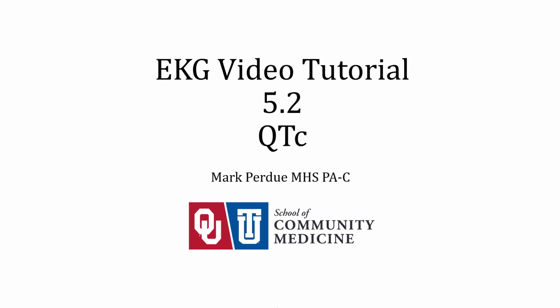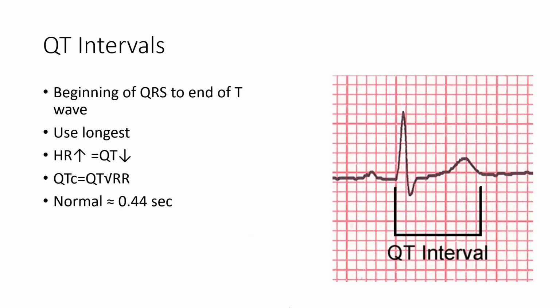You are watching EKG video tutorial 5.2 on the corrected QT interval. Recall that the QT interval includes the entirety of the QRS complex in whatever form it comes, the ST segment, and the entirety of the T wave. Consequently, it represents ventricular depolarization and repolarization.